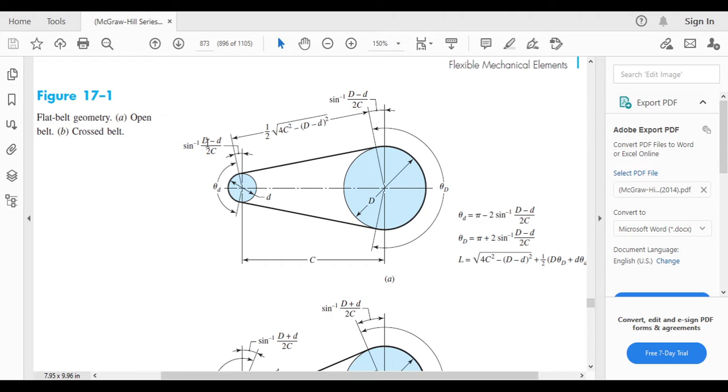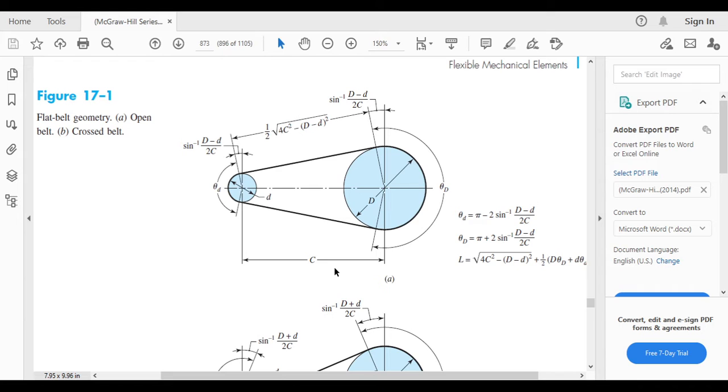So this is sine inverse, related to trigonometry. D minus d over 2C, where C is the center distance between the two pulleys. You can observe it after this class: you see your motorcycle, you see your bicycle, the center distance between this gear and this gear, left gear, right gear. This is the C.